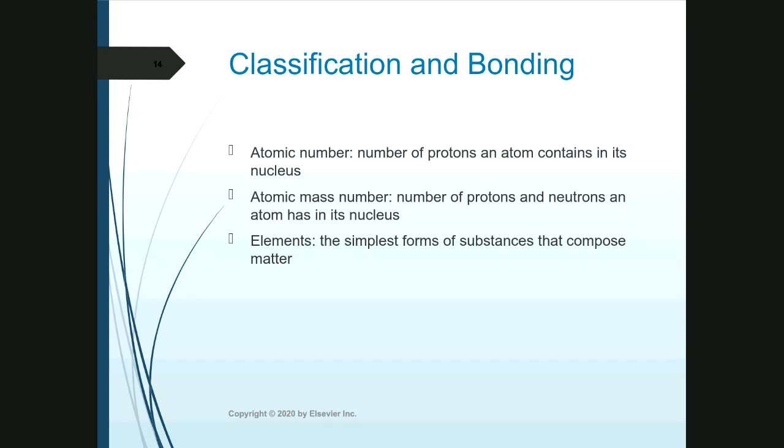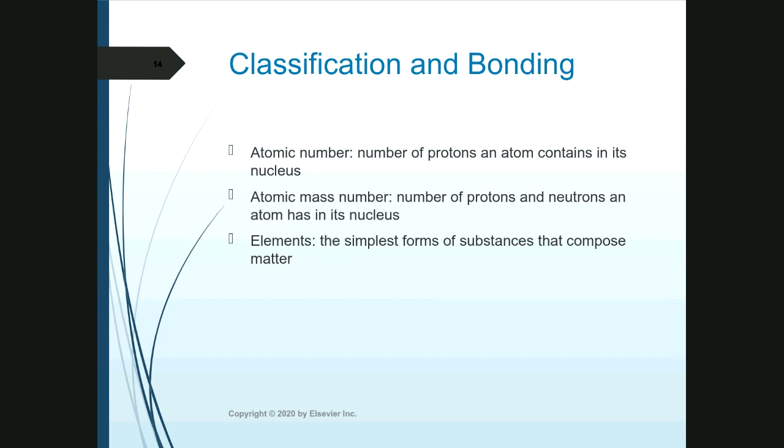Typically, when we talk about elements, they are the simplest forms of substances that make up matter, and each element is made up of only one unique type of atom with an unchanging number of protons. So the number of atoms that make up a molecule of an element varies. There are 92 different elements that are naturally occurring, and all the rest have literally been man-made or artificially made.